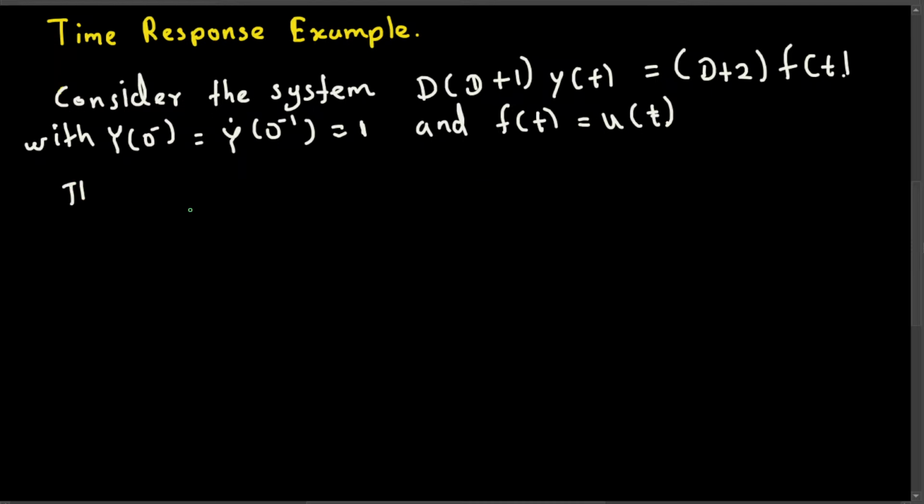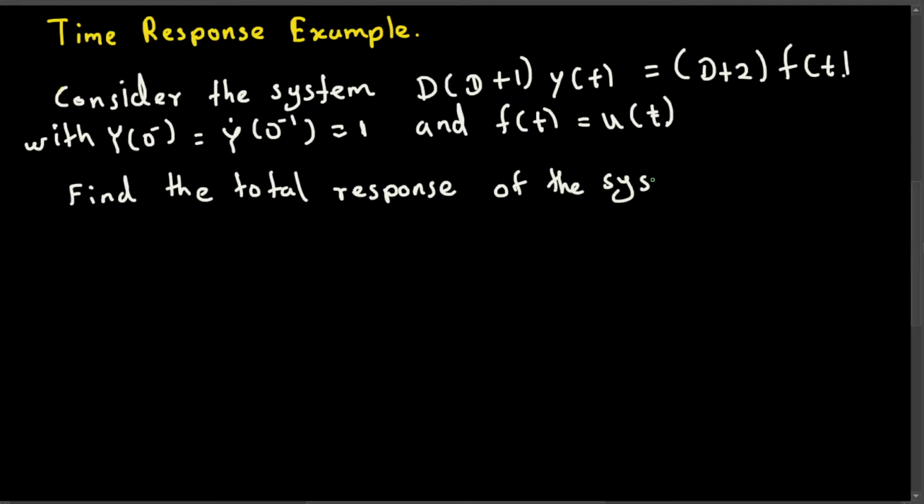The question is asking: find the total response of the system y(t). Now, when we are dealing with total response, the first thing we have to find is the zero input response and then the impulse response, and then we add them together. So first let's go ahead and find the zero input response.